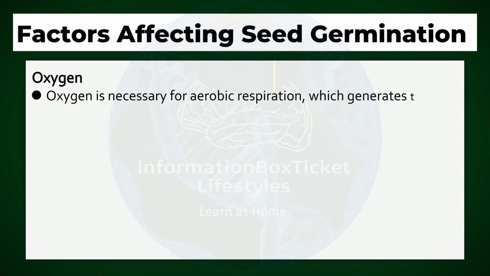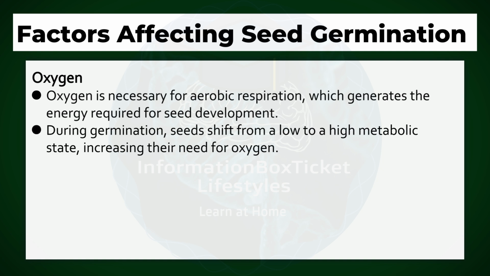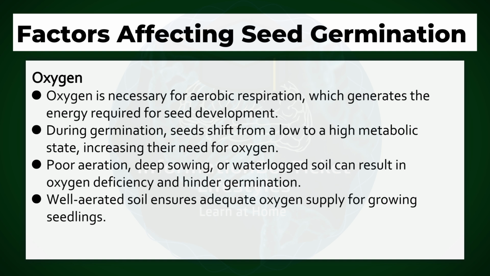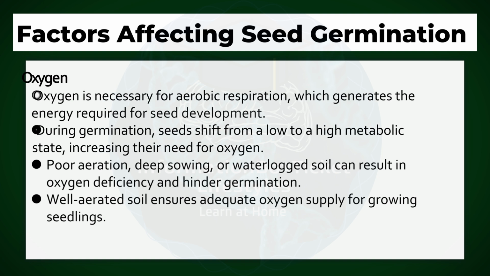Oxygen. Oxygen is necessary for aerobic respiration, which generates the energy required for seed development. During germination, seeds shift from a low to a high metabolic state, increasing their need for oxygen. Poor aeration, deep sowing, or waterlogged soil can result in oxygen deficiency and hinder germination. Well-aerated soil ensures adequate oxygen supply for growing seedlings.